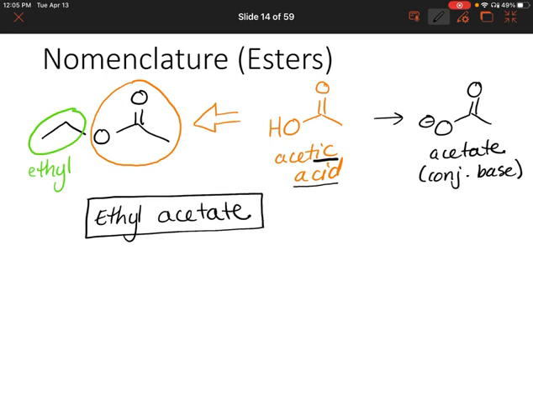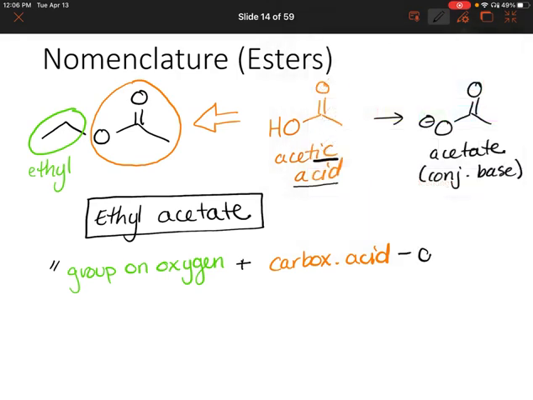So this is a little more complicated than our previous naming schemes. But in general, what you'll do is start with the group on the oxygen that we circled in green. Then you'll also add the carboxylic acid name, but you're going to end it in ATE instead of ic acid. So that's the general formula for these esters.